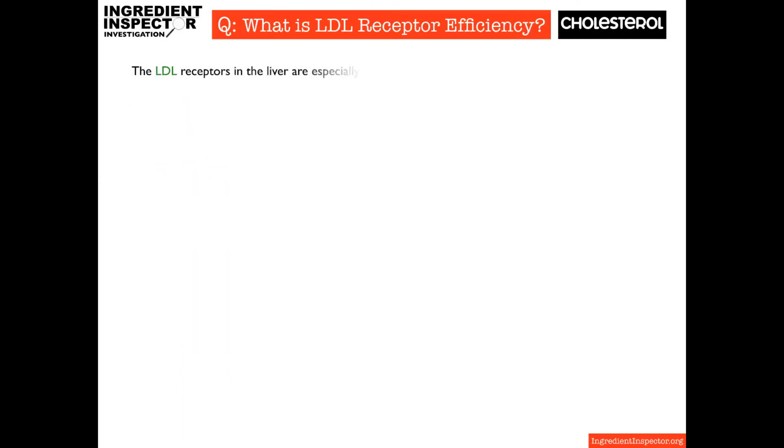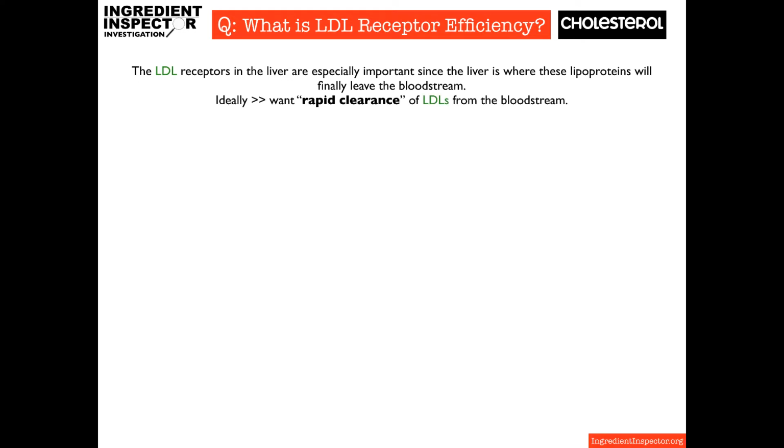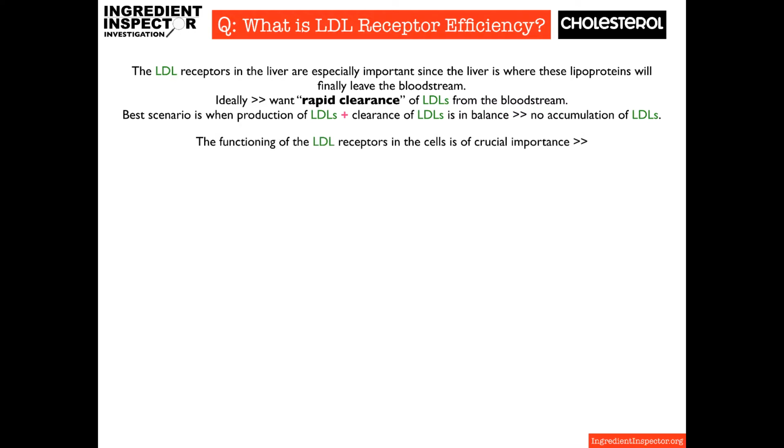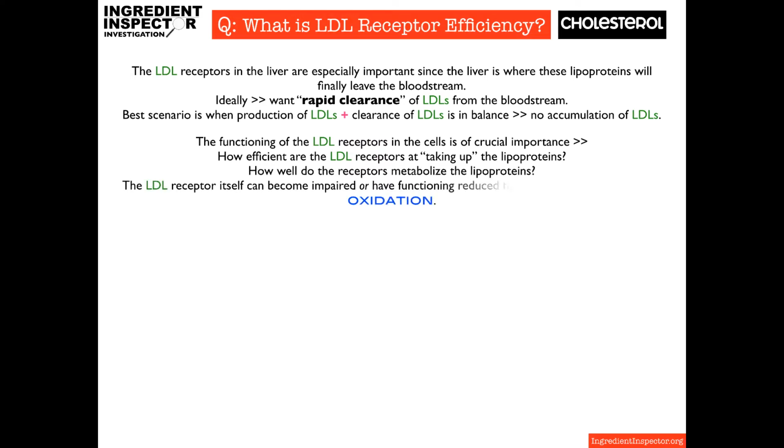What is LDL receptor efficiency? The LDL receptors in the liver are especially important since the liver is where these lipoproteins will finally leave the bloodstream. Ideally, we want rapid clearance of LDLs from the bloodstream. The best scenario is when production of LDLs and clearance of LDLs is in balance, so there's no accumulation of them. The functioning of the LDL receptors in the cells is of crucial importance. How efficient are the LDL receptors at taking up the lipoproteins? How well do the receptors metabolize the lipoproteins? The LDL receptor itself can become impaired or have functioning reduced by oxygen if it has undergone oxidation.